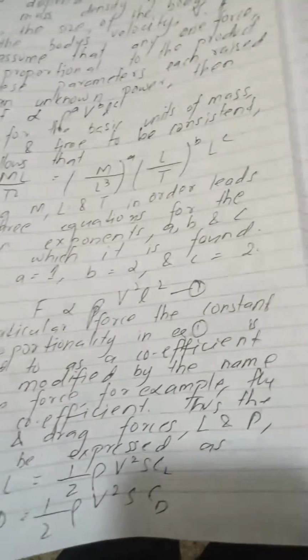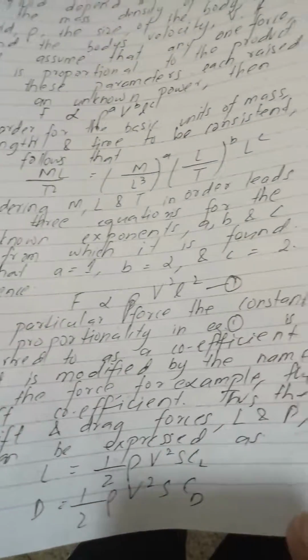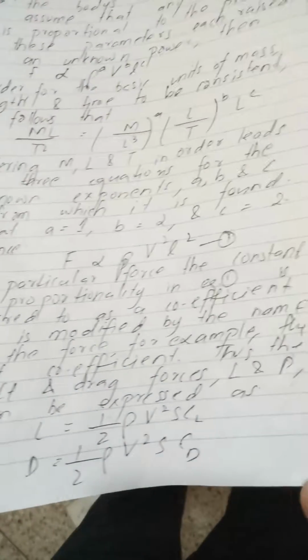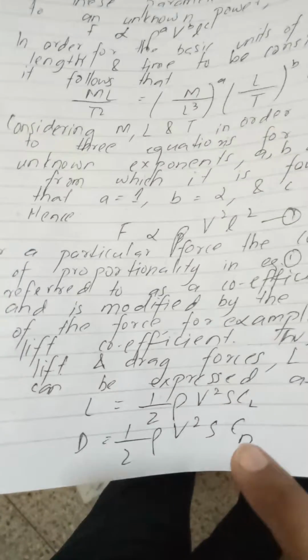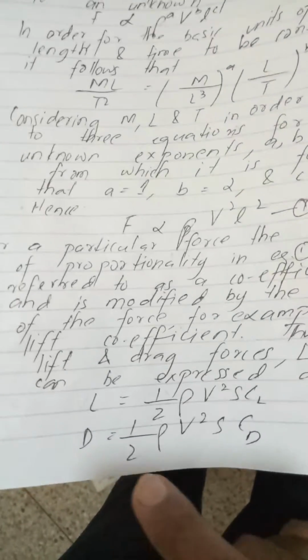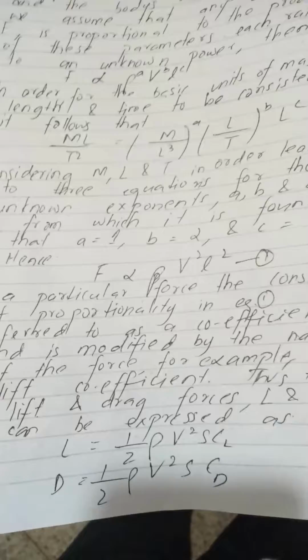For a particular force, the constant of proportionality in equation 1 is referred to as a coefficient and is modified by the name of the force, for example, the lift coefficient. Thus, the lift and drag forces, L and D, can be expressed as L is half rho V squared S C_L, and D is half rho V squared S C_D. This is how you're going to determine them.